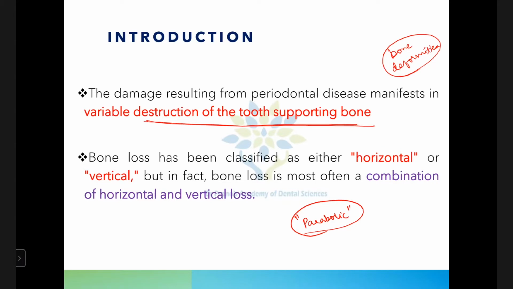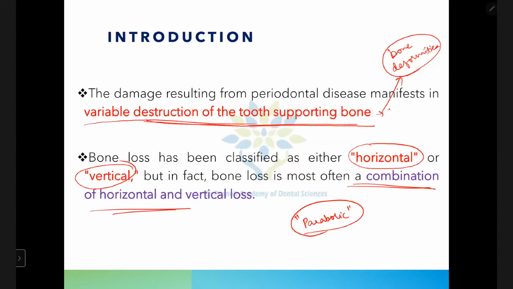So we have two kinds of surgeries, that is regenerative surgery and resective surgery. Now this resective surgery is a pocket reduction technique. We'll study in detail about this resective osseous surgery. But why are we doing it? Because of the periodontal disease, there is a lot of destruction of the tooth supporting bone, resulting in bone deformities. This bone loss can be either horizontal or vertical, but most of the time it is usually a combination of horizontal and vertical bone loss.